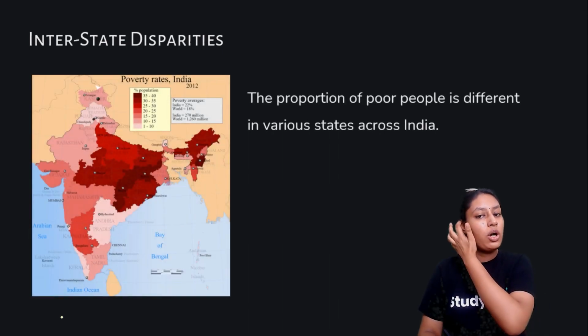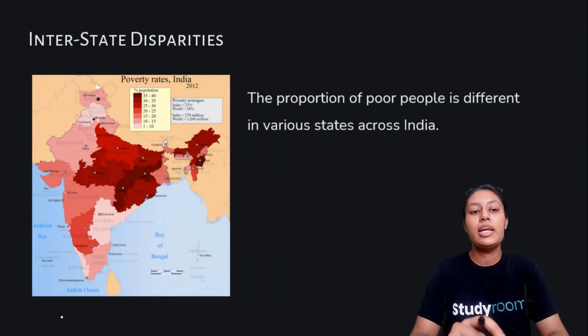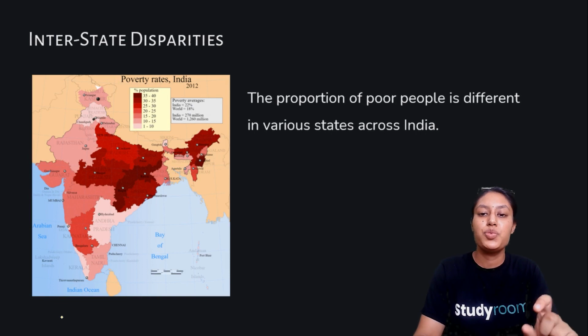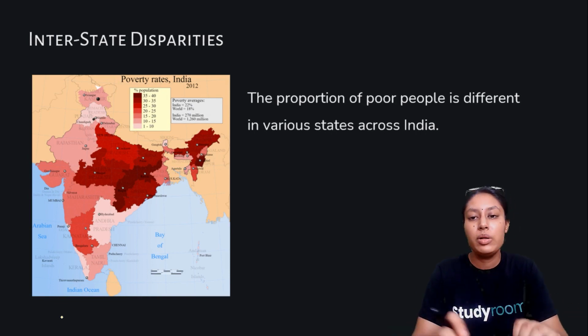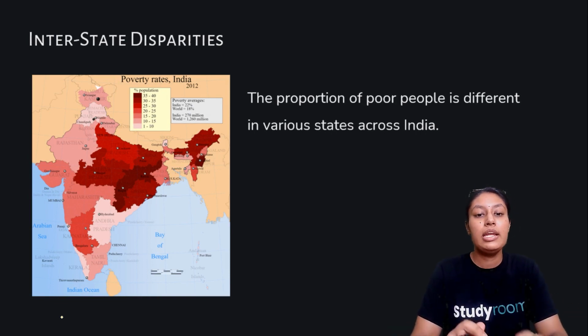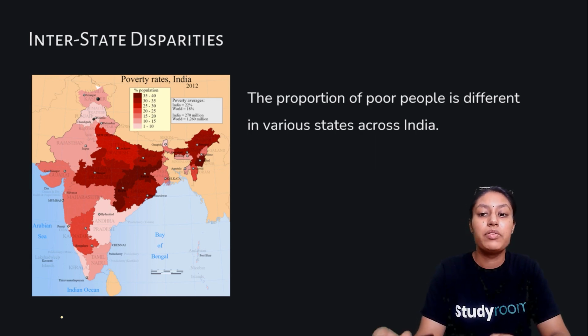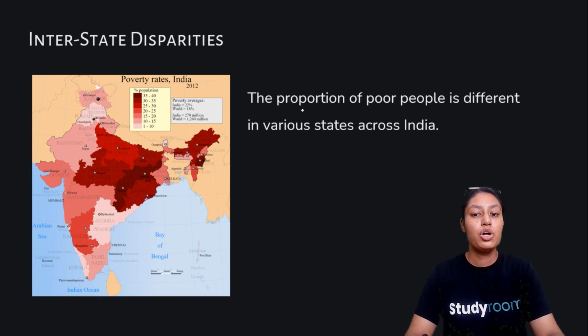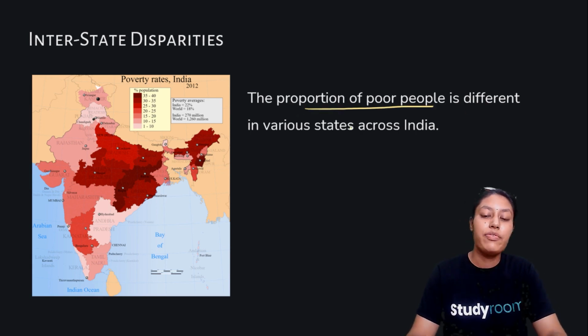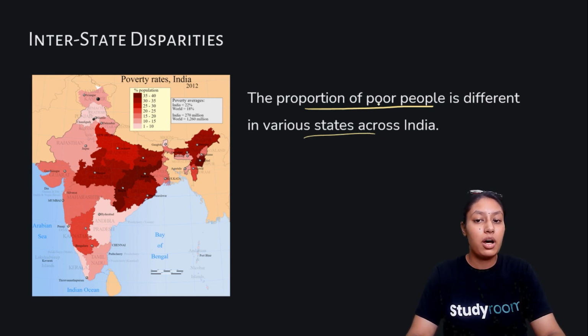First we'll talk about an Indian reference in the interstate disparities. First we'll discuss Indian states and then we'll move to the world. In India we have several states, and it is not necessary that every state has the same poverty rates. Every state has different poverty rates, because the proportion of poor people is different in various states, and the differences have various reasons.